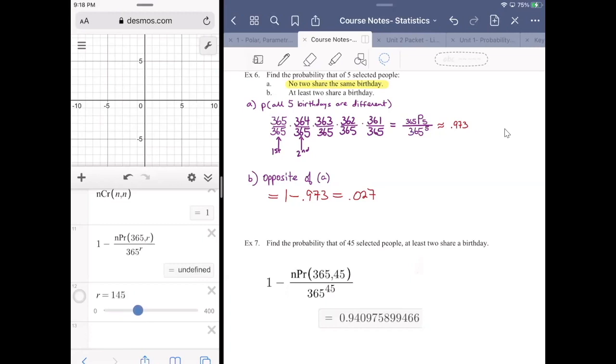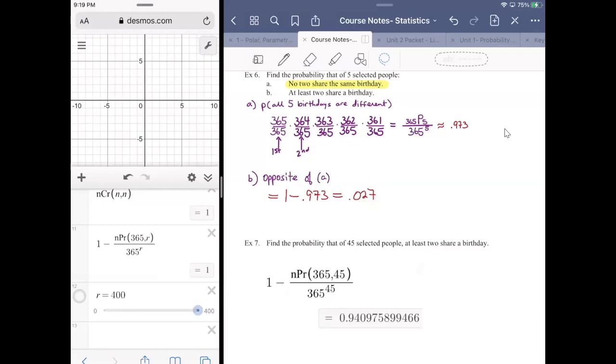Then it says undefined because the numbers got so huge that it just gave up, trying to compute 365 raised to the 155th power. At a certain point, it's like, I'm not going to do the math, but it's 1. Once it hits over 365, it recognizes it as a certainty now. The numbers are large enough.